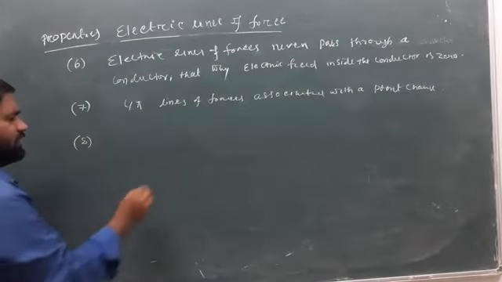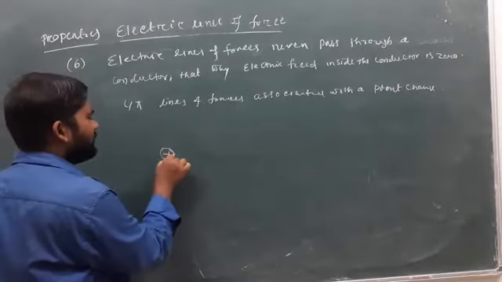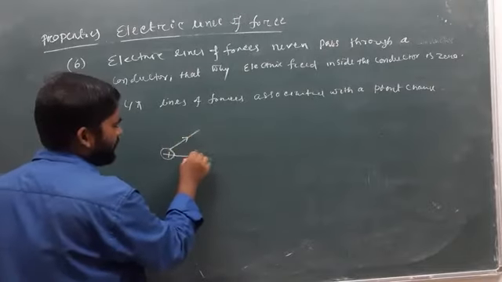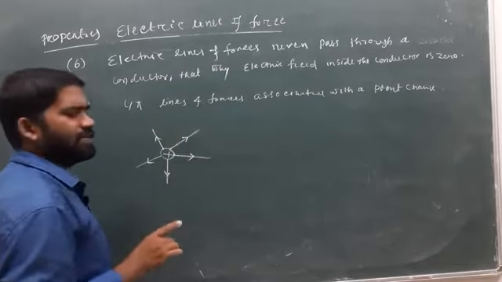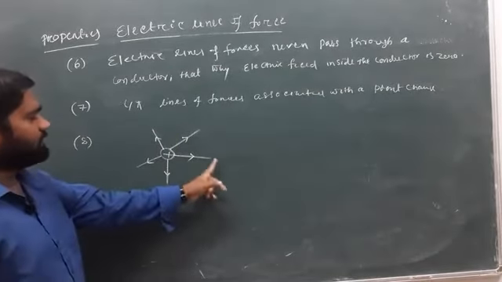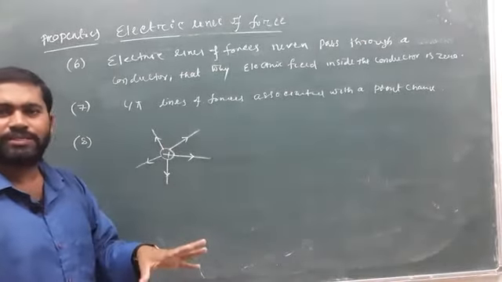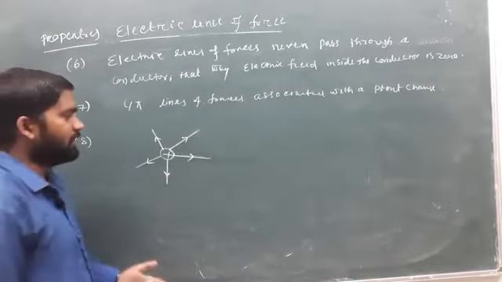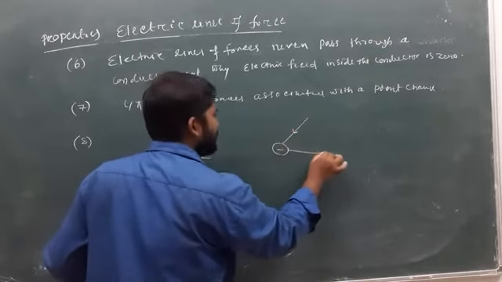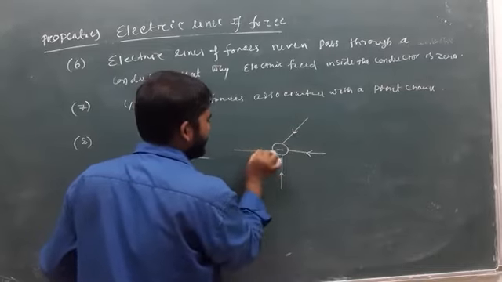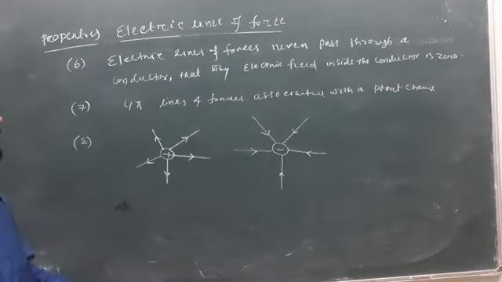Number 8: if I consider an isolated positive charge or an isolated negative charge, in case of an isolated charge the electric lines of force are straight. For an isolated positive charge, the electric lines of force end at infinity, and for an isolated negative charge, the electric lines of force start from infinity.